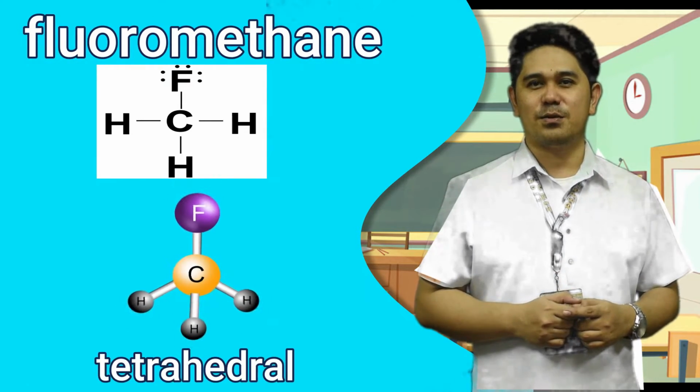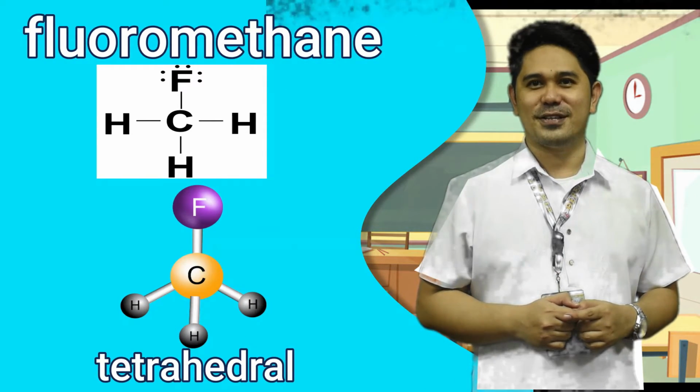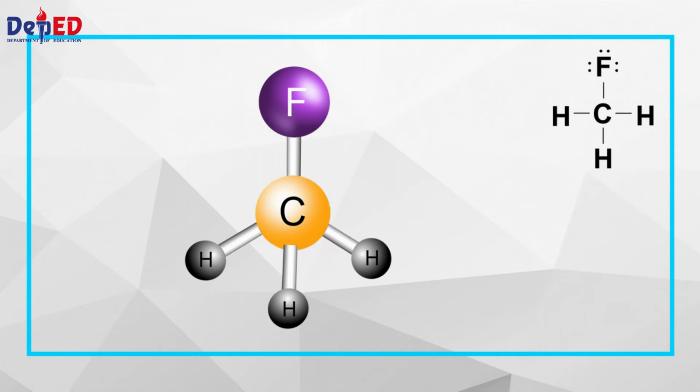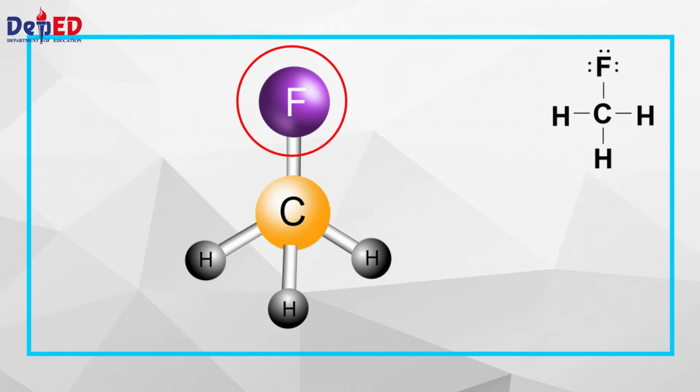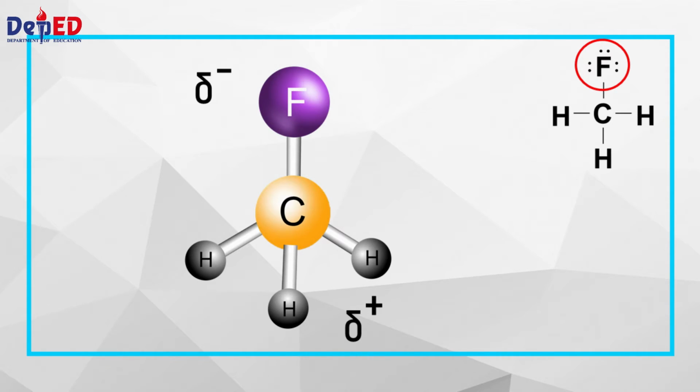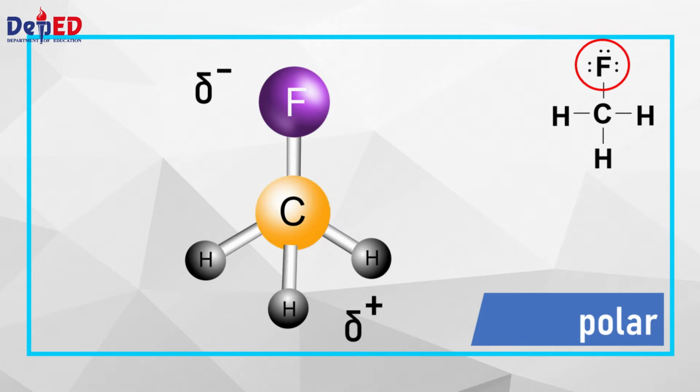Correct. This is also a tetrahedral-shaped molecule. The central atom, carbon, has bonds with three atoms of hydrogen and one atom of fluorine. Can you see a concentration of electrons? That's right, electrons tend to be more concentrated near fluorine. This is partially negative, while this one is partially positive. So a dipole moment is present. Thus, fluoromethane is a polar molecule.